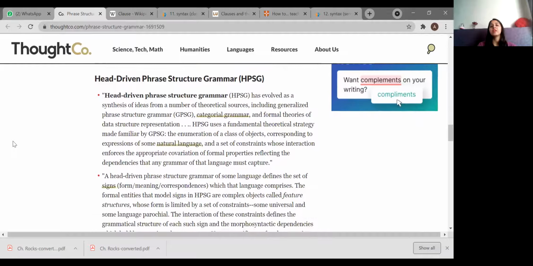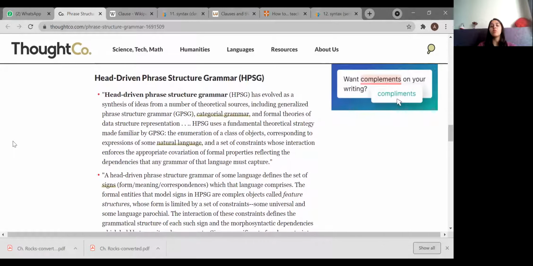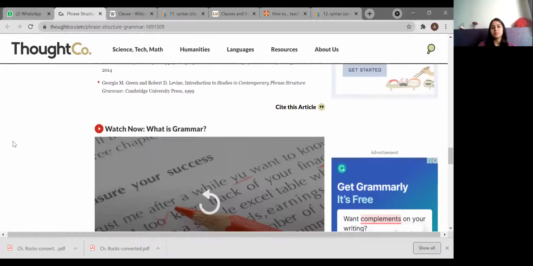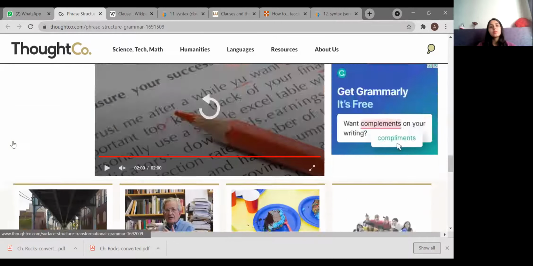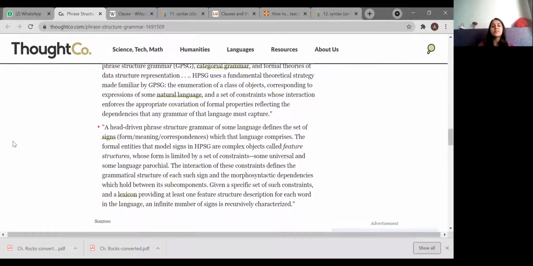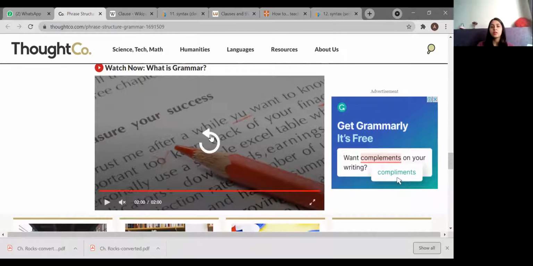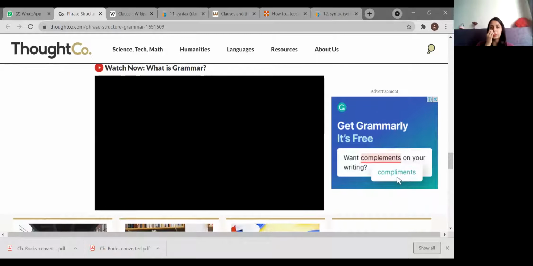Head-driven phrase structure grammar. What does this mean? It has evolved from various ideas and theoretical sources. All right. So a head-driven phrase structure grammar of some language defines the set of signs which the language comprises, the formal entities of the model. Okay. So if you see here, we have already understood everything. Let's go into this video and watch it.